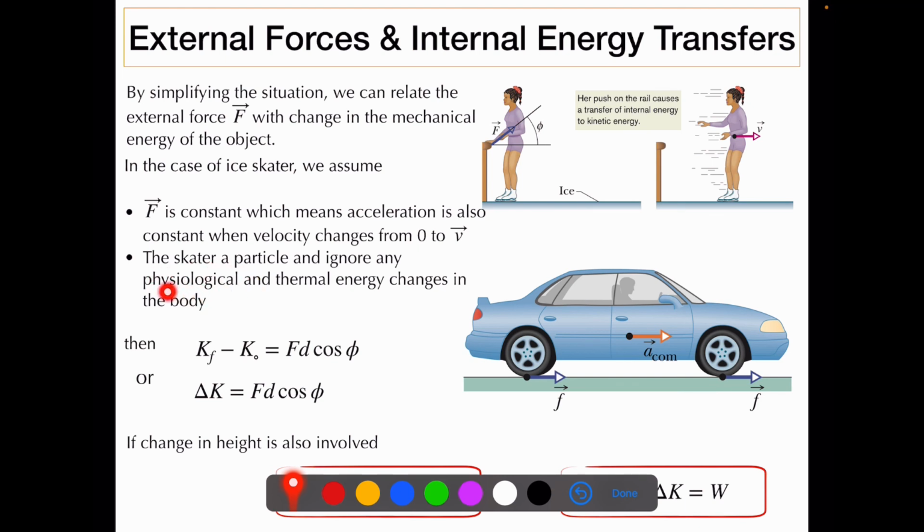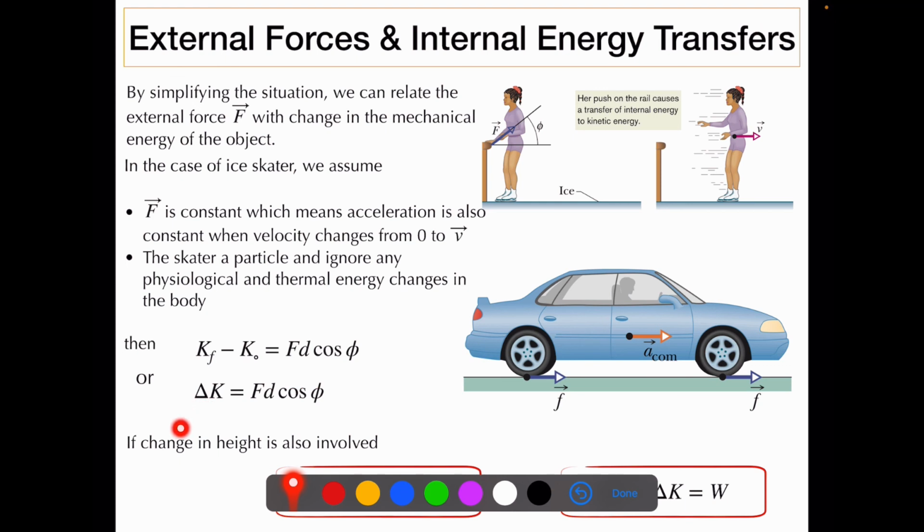So we are assuming no physiological and thermal energy changes; they also remain constant. In that case the final kinetic energy minus initial kinetic energy will be equal to Fd cos phi. This phi is the angle between the force and the horizontal. This equation is derived from the work-energy principle, which states that the change in the kinetic energy is equal to the work done. Or we can write it like this: delta K, which is equal to Kf minus Ki, final kinetic energy minus the initial kinetic energy, is equal to Fd cos phi.